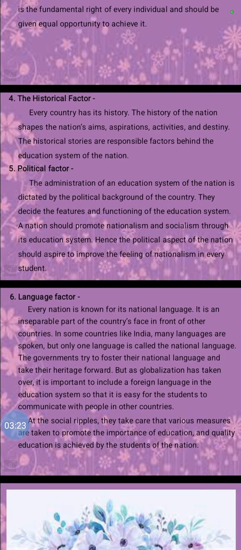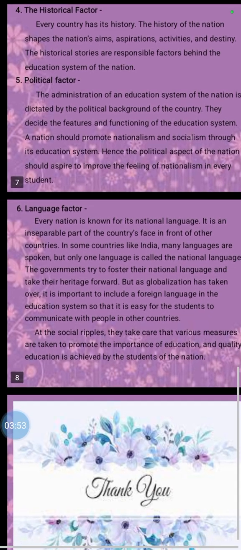Political factor. The administration of an education system of the nation is dictated by the political background of the country. They decide the features and functioning of the education system. A nation should promote nationalism and socialism through its education system. Hence, the political aspect of the nation should aspire to improve the feeling of nationalism in every student.